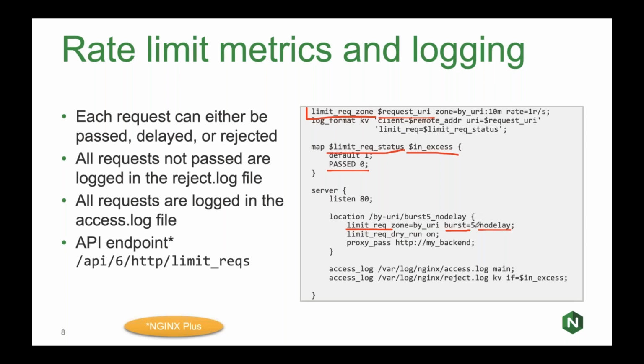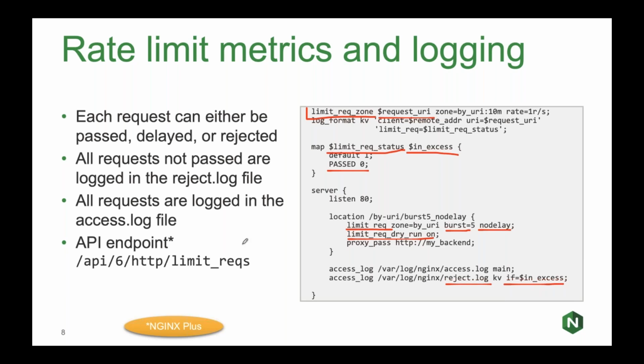We're allowing up to 5 requests for a particular rate limit, and after that, if it's more than 1 per second, we're going to throw them away. And we've got rate limiting dry run turned on, so we can see if this is going to be a good idea or not. And then if I am in excess, I'm applying the if parameter to the access log, so that I actually want to collect all my excess requests in a different block file.